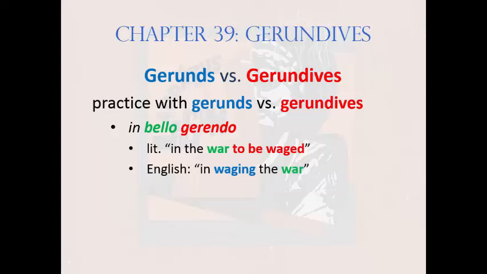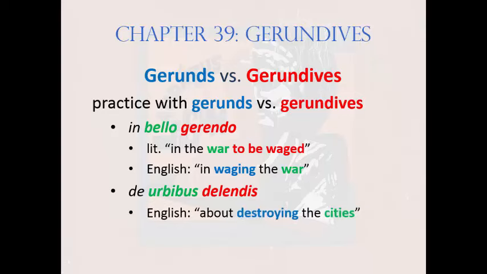Waging is now a gerund with an object, war. How about de urbibus delendis? What's the noun? Urbs, meaning city. What's the verb? Deleo. What's its basic English sense? Destroy. What does de mean? About, on the subject of. So, take the verb sense destroy, put about in front of it, ing after it, attach cities as the object, and you get about destroying the cities.